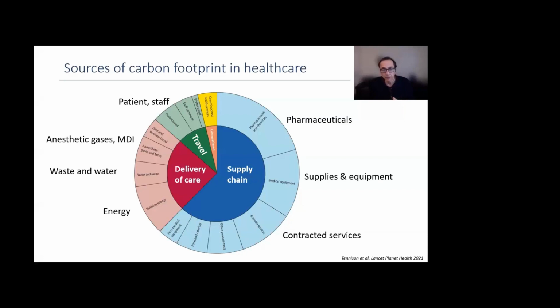But you can also see that pharmaceuticals or medications are a major component, as is travel related to patient and staff transportation. So this just highlights that emissions are not just about endoscopic procedures, but are generated in all areas of our GI and hepatology practice.